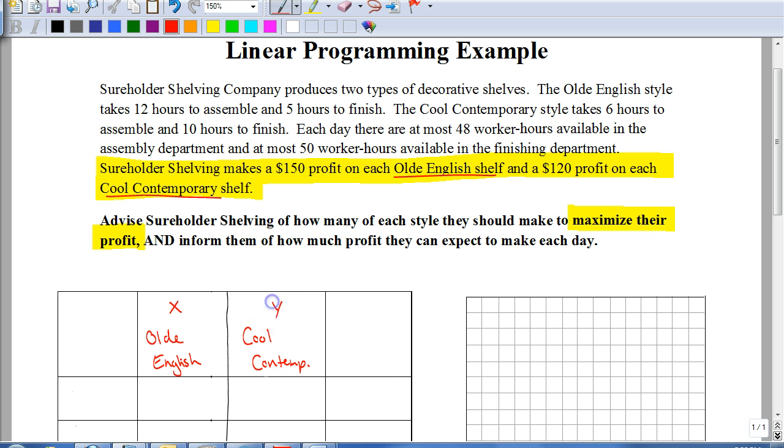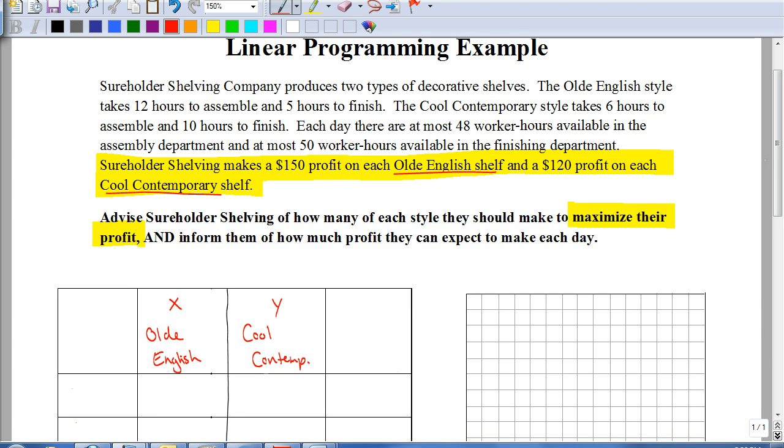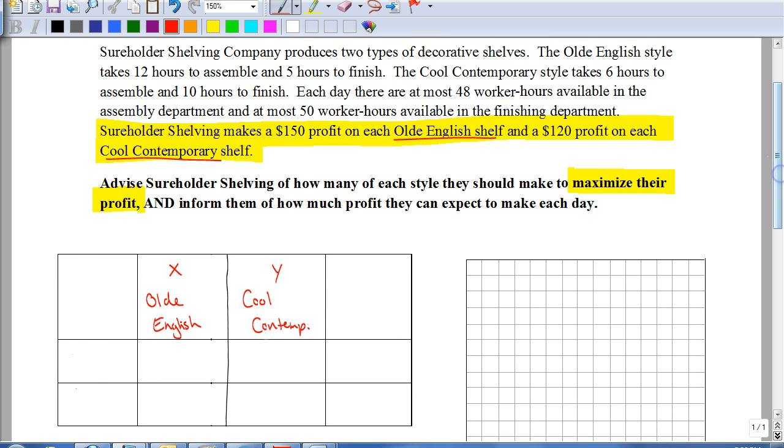So we'll just keep it simple and use X and Y. We'll use X to represent our Old English style and Y to represent our Cool Contemporary style. Now that I know that, it's going to make it easier to organize the information we have up above. It says the Old English style takes 12 hours to assemble and 5 hours to finish. So that tells me right there that I'm going to have an assembly inequality and a finishing inequality.